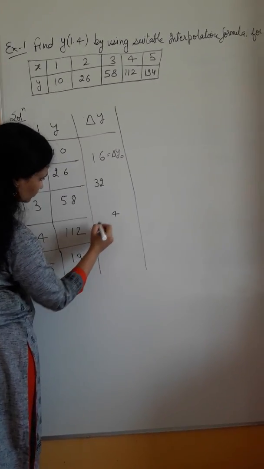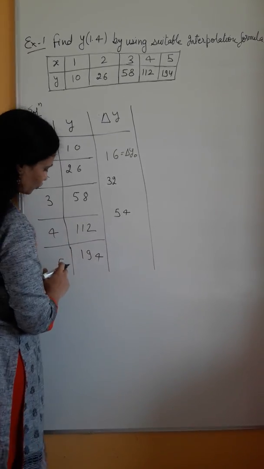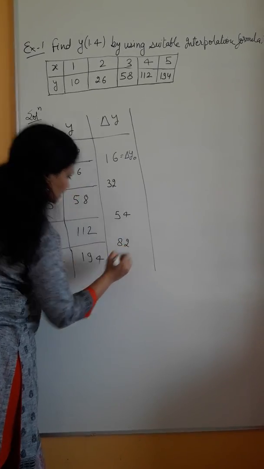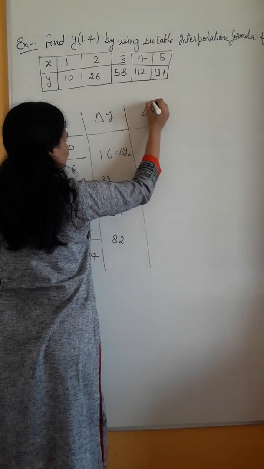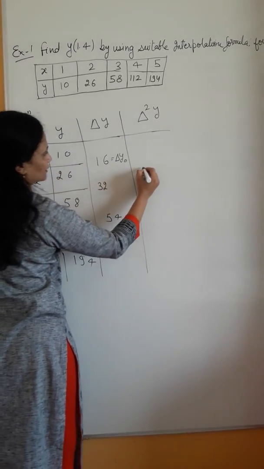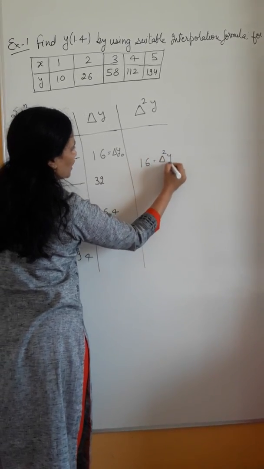54. 194 minus 112, this is 82. Okay, so this is the first difference. Now similarly, the second difference, delta square y. This minus this, 16. What is this? This is delta square y0.